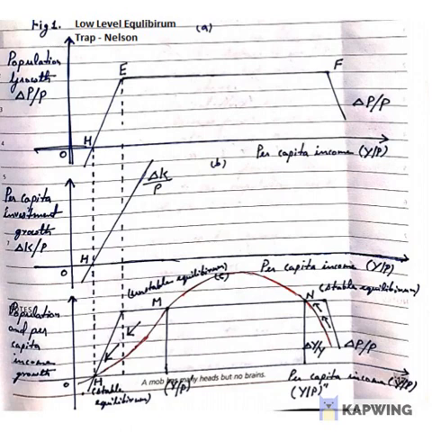Now, what are the demerits of the low level equilibrium trap propounded by R. Nelson? First, no rigid and simple functional relationship between per capita income and rate of population growth. Second, no rigid and simple relationship between per capita income and growth rate of income. Third, it neglects the time element.